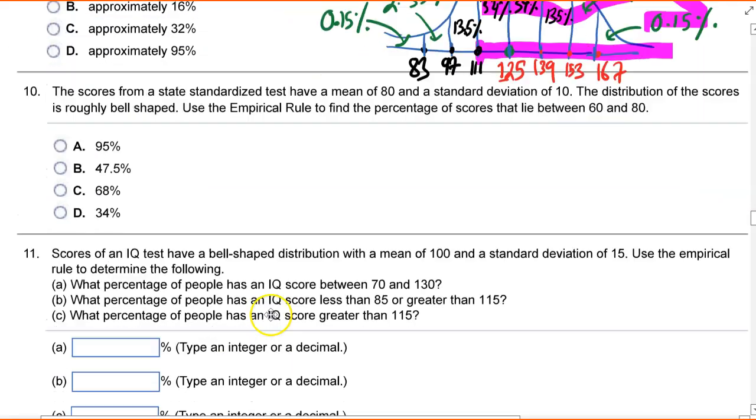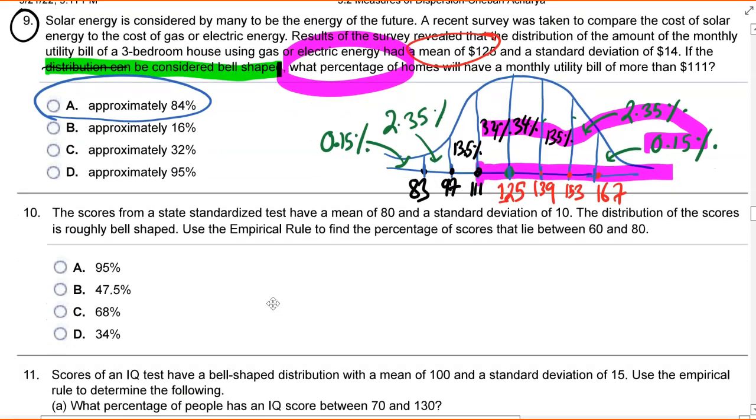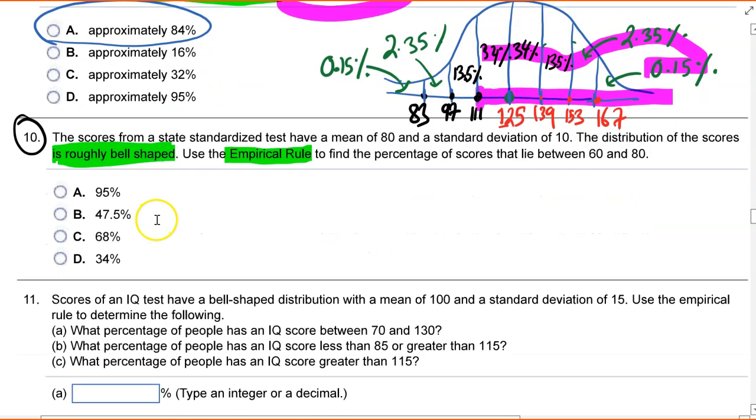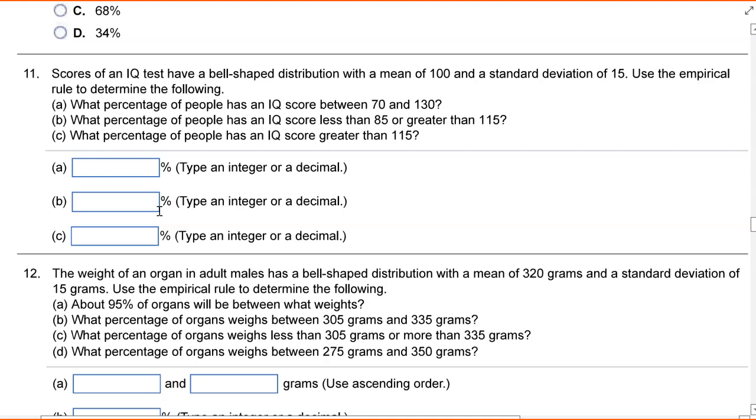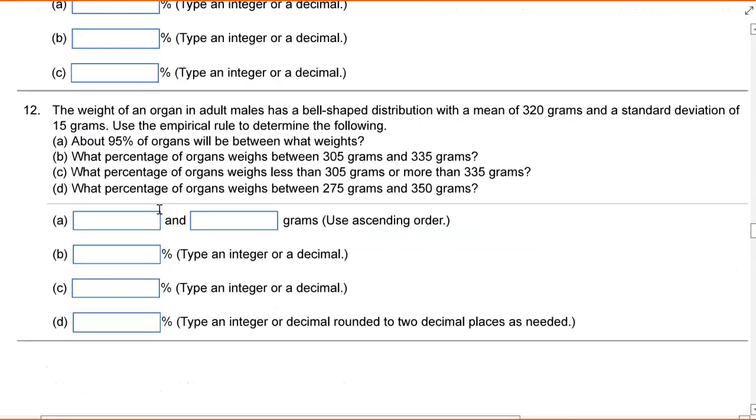Question number 10 is similar to question number 9. You make a chart and do the same, and you'll get the answer. Again, notice that it says roughly bell-shaped, and use the empirical rule. As long as you put the percentages in the boxes and make a bell-shaped curve, you are using the empirical rule, and you can finish number 10 yourself. Number 11 is similar to number 12, and let's do number 12.